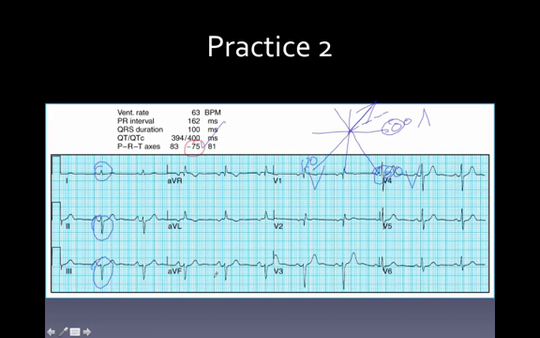This person here has a left axis deviation or an anterior hemiblock. Right, left anterior, left posterior. So if this one's blocked, the only way that they can go is like this.